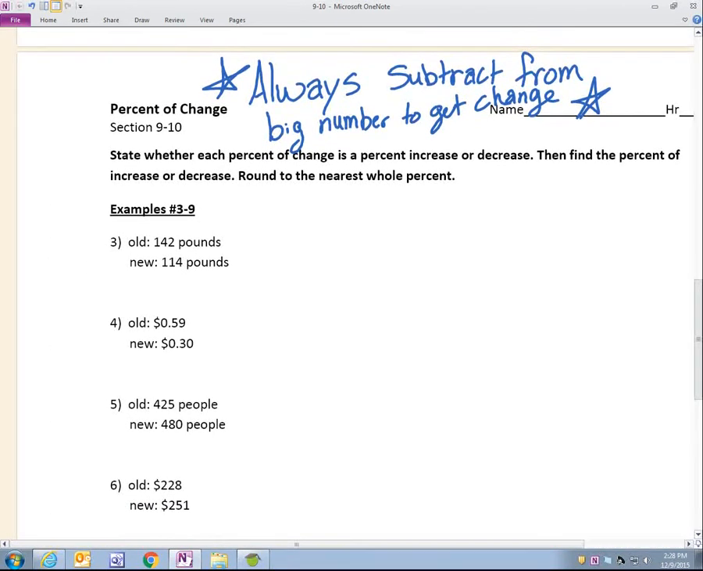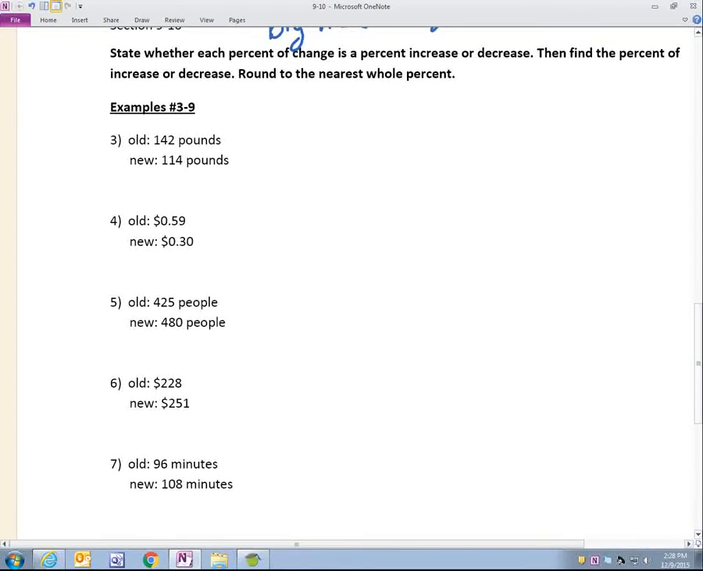So the old is 142. The new is 114. Summer, you all right? Okay. That wall is interesting, but it's not that interesting. Well, you're not looking at what we're doing. I know that. Please follow along with us, okay? And have a seat in the chair, please. The old is 142. The new is 114. Is that an increase or a decrease, everyone? Decrease. So write decrease over here.